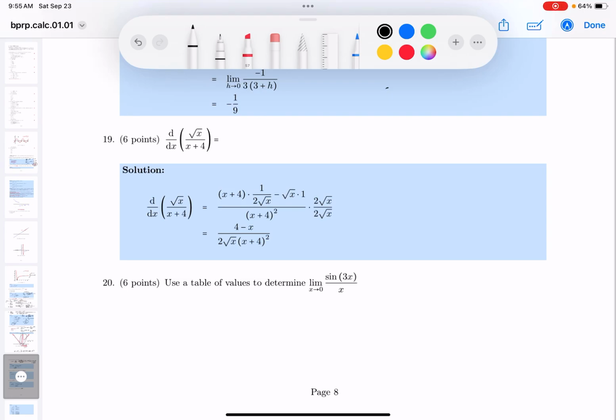Okay, here they say, find the derivative. I would not use the definition of derivative to do that, and they didn't ask for that. I would just simply use the rules of differentiation. And to do that, I want to write it a little bit differently.